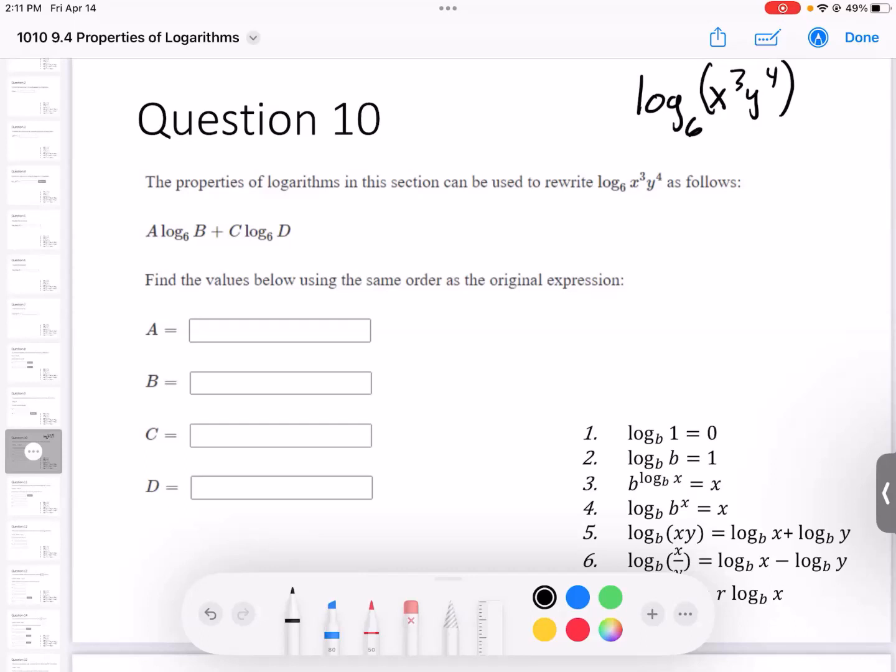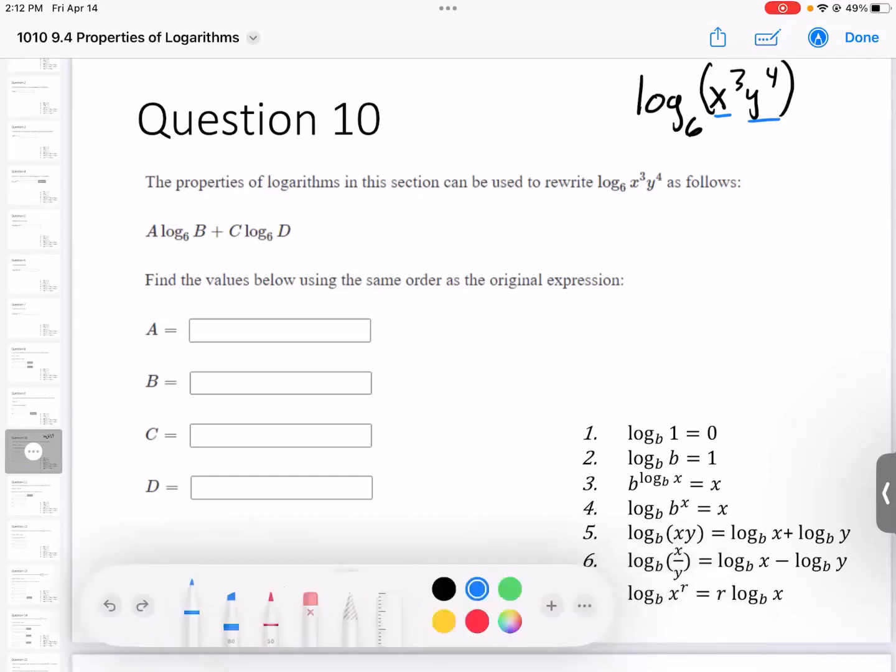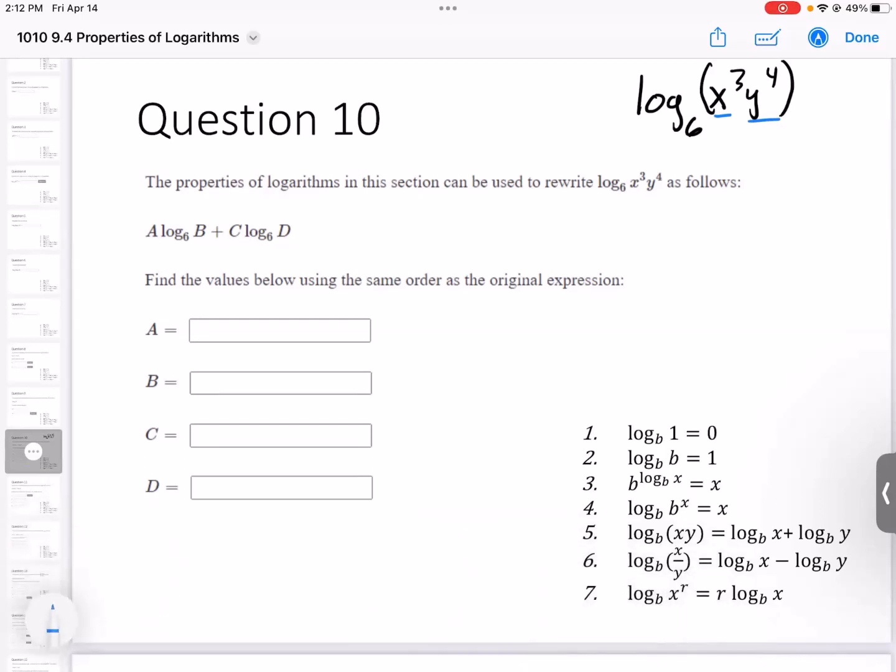So what we want to do is look at our argument for the logarithm and look at what structures it has. So I notice that we've got x cubed and y to the fourth multiplied. And we've also got exponents, like we've got an x cubed and a y to the fourth. And so when I look at my different properties, which properties do you guys think will be useful in simplifying or expanding this logarithm?